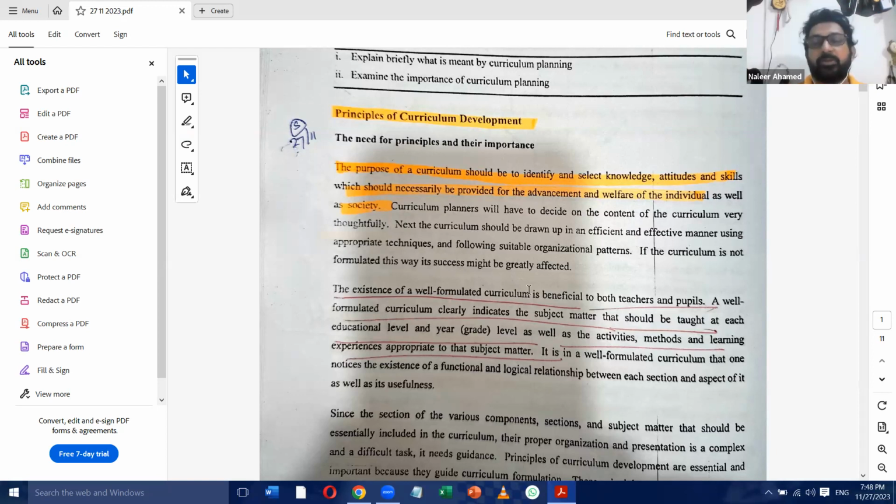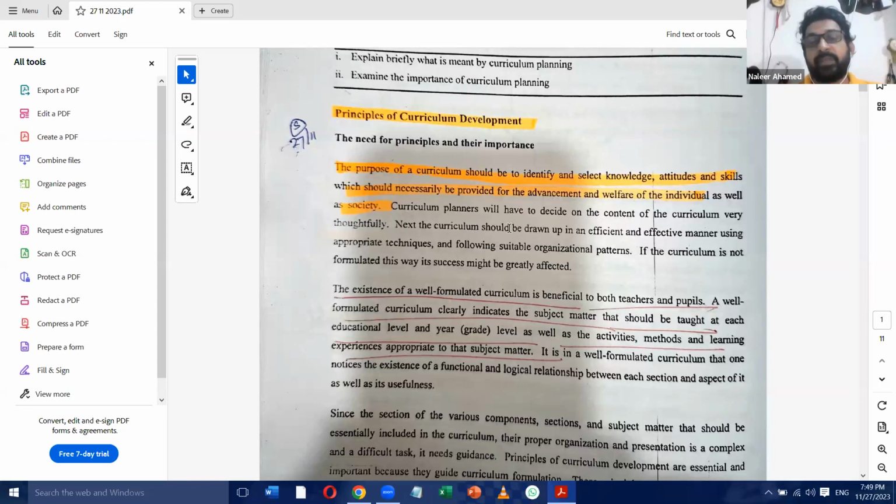Now, you know that: knowledge, attitudes, skills. So that should be cultured through the school system. Those are the basic things that the society, or the parents, or anybody can expect from a school setup or system. And also it should be the advancement and the welfare of the individual as well as the society. So both the individual and the society should get something that is expected in an optimistic manner, right? From the curriculum development system.